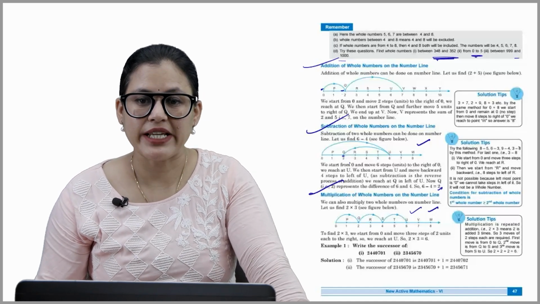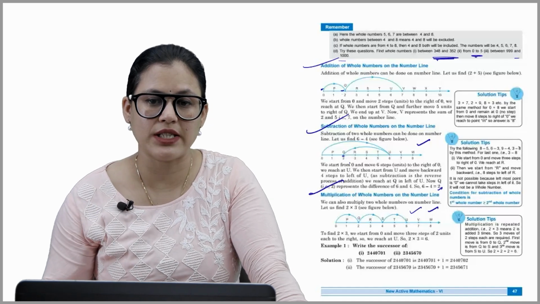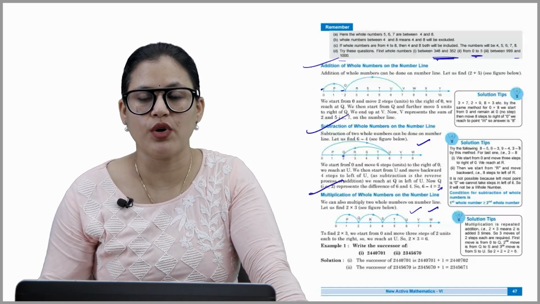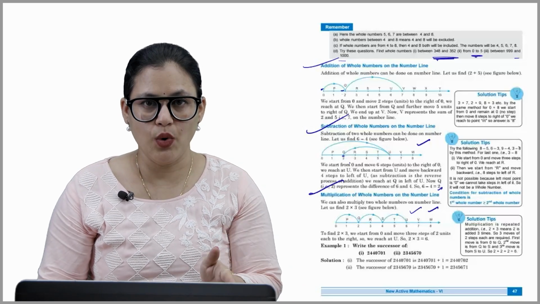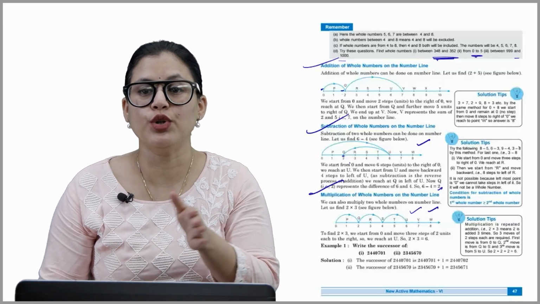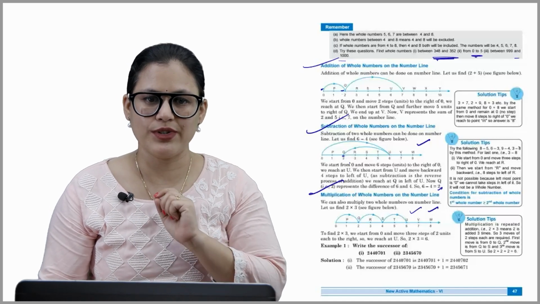Solution tip: multiplication is repeated addition. That is, 2 into 3 means 2 is added 3 times. So, 3 moves of 2 steps each are required. First move is from O to Q, second move is from Q to S, and third move is from S to U. So, 2 plus 2 plus 2 is equal to 6.